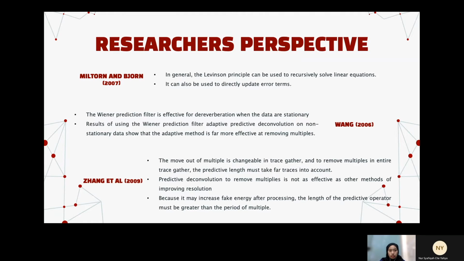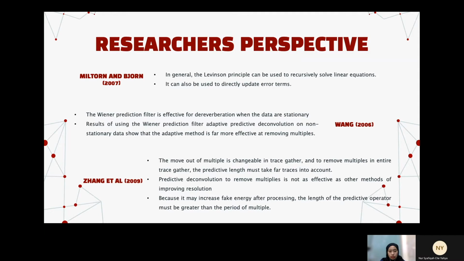Wang, 2006, stated that the Wiener prediction filter is effective for reverberation when the data are stationary. Secondly, he said that results of using the Wiener prediction filter and adaptive predictive deconvolution on non-stationary data show that the adaptive method is far more effective at removing multiples. By Zhang et al. 2009, the moveout of multiples is changeable in the trace gather, and to remove multiples in the entire trace gather, the predictive length must take far traces into account.